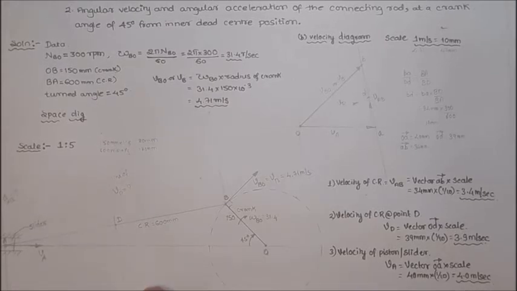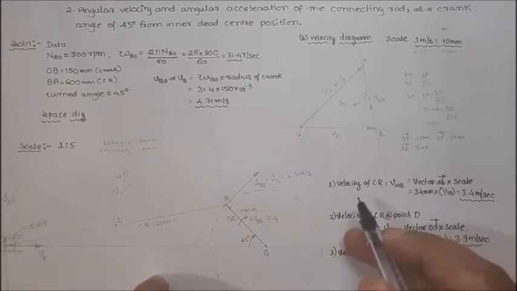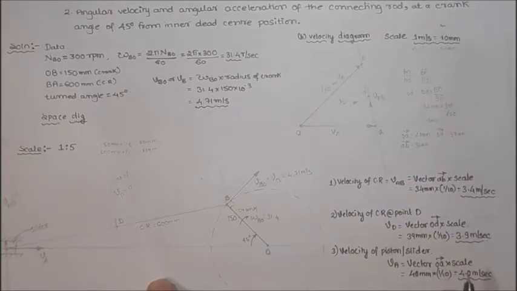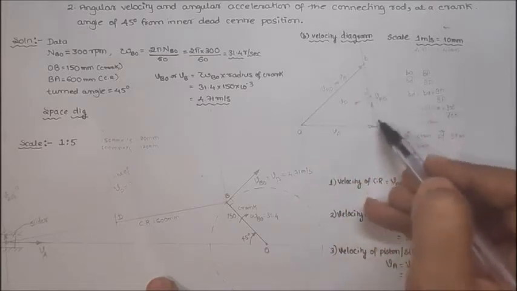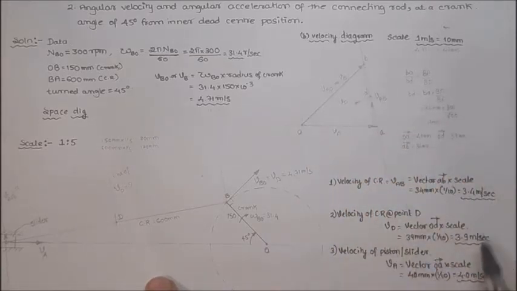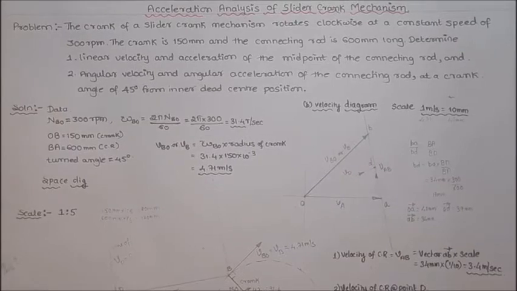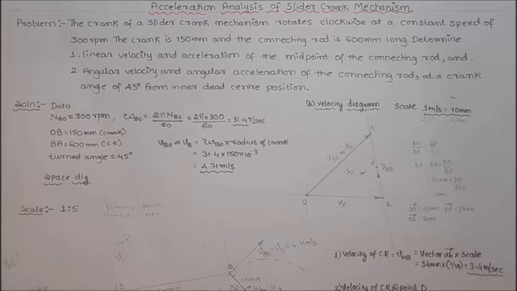So using these data, next we need to find out the acceleration diagram. Before going into drawing the acceleration diagram, we will cross verify whether whatever we have done is correct or not. So we needed to find out the velocity of D at a midpoint. So we found it, so we got the answer. So next we'll do the acceleration analysis of a slider crank mechanism.